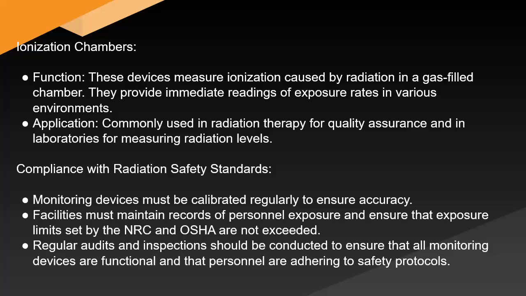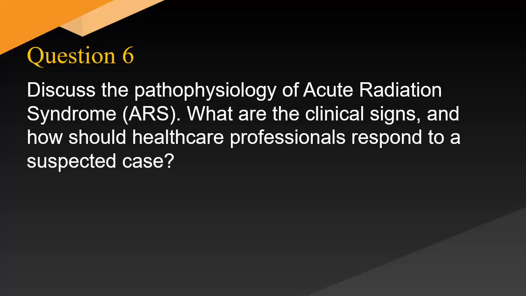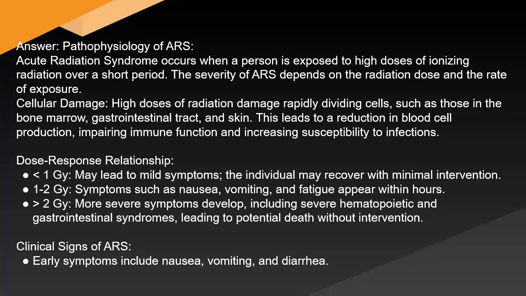Discuss the pathophysiology of acute radiation syndrome (ARS). What are the clinical signs and how should healthcare professionals respond to a suspected case? Answer. Pathophysiology of ARS. Acute radiation syndrome occurs when a person is exposed to high doses of ionizing radiation over a short period. The severity of ARS depends on the radiation dose and the rate of exposure. Cellular damage. High doses of radiation damage rapidly dividing cells, such as those in the bone marrow, gastrointestinal tract, and skin. This leads to a reduction in blood cell production, impairing immune function and increasing susceptibility to infections.